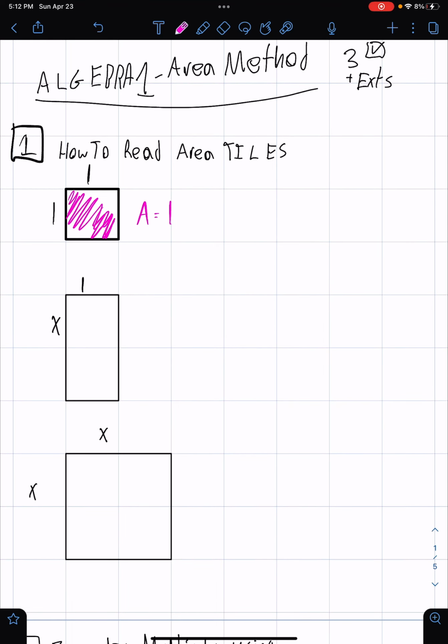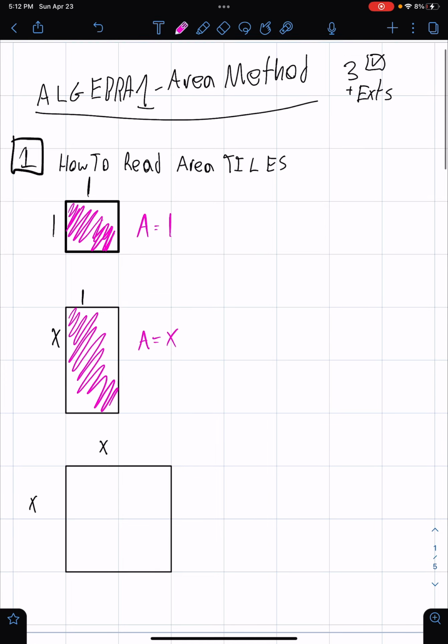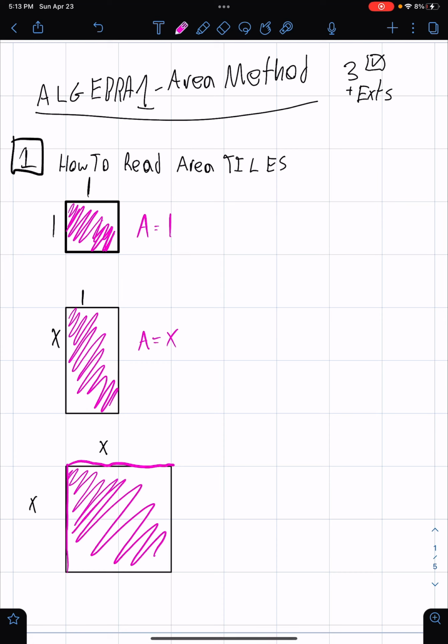And in the box below that, when we shade this area in, we get x times 1, which gives us an area equal to x. And for this bottom one, this length right here would be x, and this would also be x too. When we shade this in, we get our area is equal to x squared.